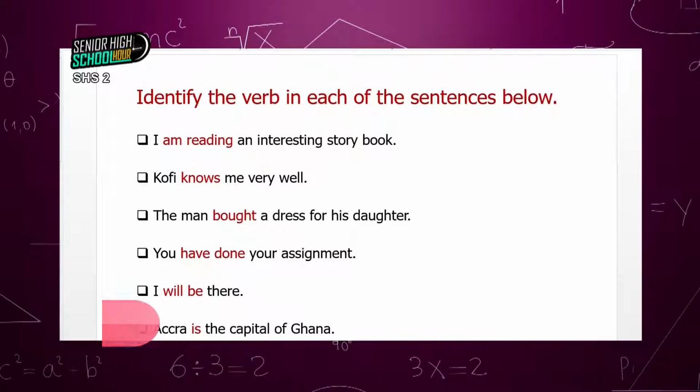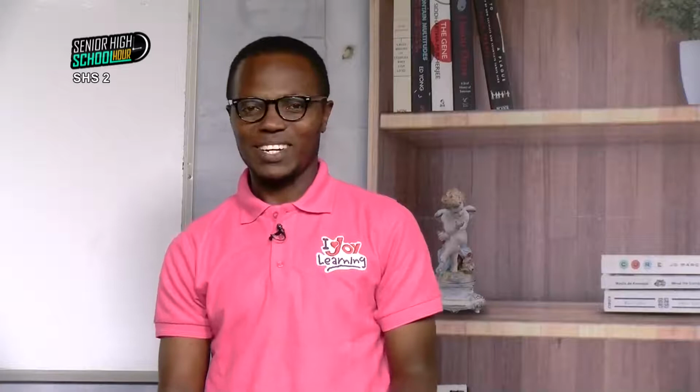It's a group, am, the verb to be, which you usually call the helping verb or the auxiliary verb. At SHS level 2, we have a name for it, which is the operator. It is that which carries the tense. It is that which shows whether the first sentence is present or past. And am is present, so the first sentence is present.